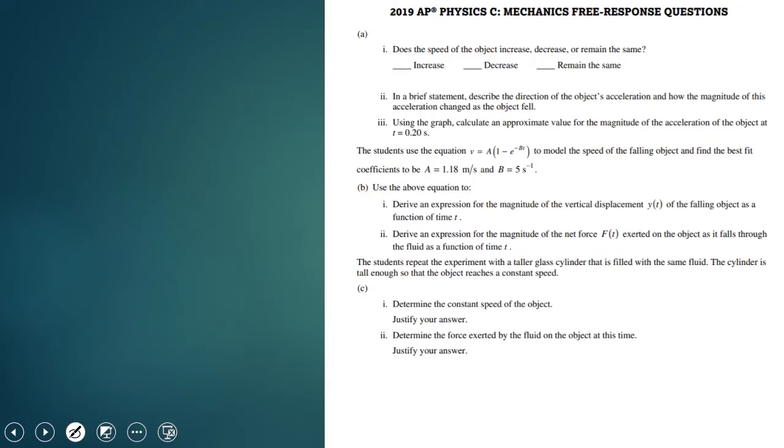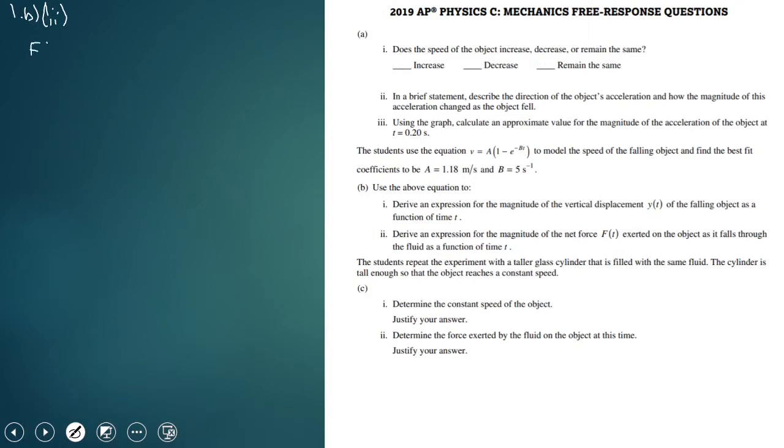For 1B, part 2, so that looks really bad. It says derive an expression for the magnitude of the net force Ft exerted on the object as it falls through the fluid as a function of time. All right, so what do we know?